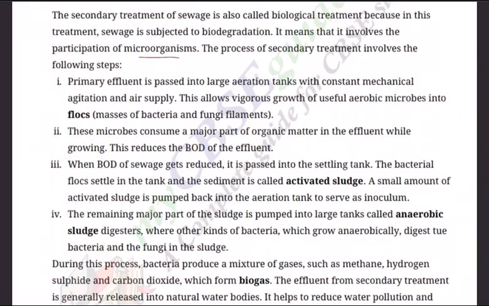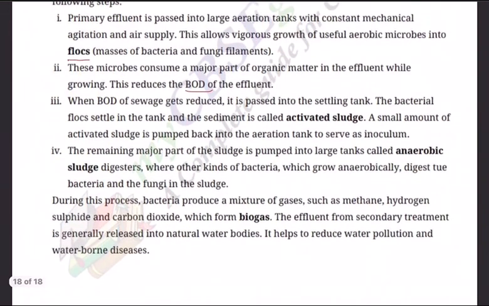Primary effluent is passed into large aeration tanks with constant mechanical agitation and air supply. This allows vigorous growth of useful aerobic microbes into flocs, mass of bacteria and fungi. These microbes consume a major part of the organic matter in the effluent while growing. This reduces BOD of the effluent. When BOD of the sewage gets reduced, it is passed into the settling tank. The bacterial flocs settle in the tank and the sediment is called activated sludge. A small amount of activated sludge is pumped back into the aeration tank to serve as inoculum.